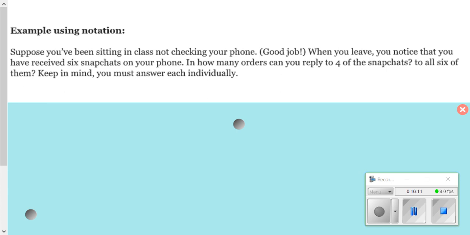All right, so suppose back in the day we were all in school together. Suppose you were sitting in class, not checking your phone during class. Good job. And when you leave class, you notice that you have 6 Snapchats on your phone. In how many orders could you reply to 4 of the Snapchats, or to all 6 of them? And keep in mind, in this math problem, we are thinking of answering each of those individually. Take a second and see what you think. I'm going to have you pause the video, solve the problem, and come back in a minute.